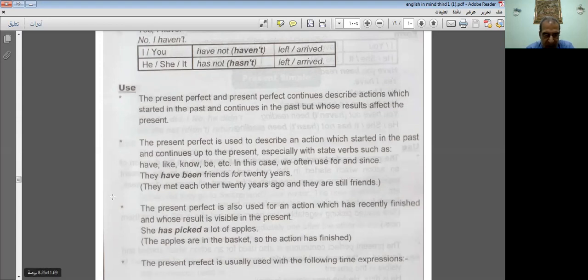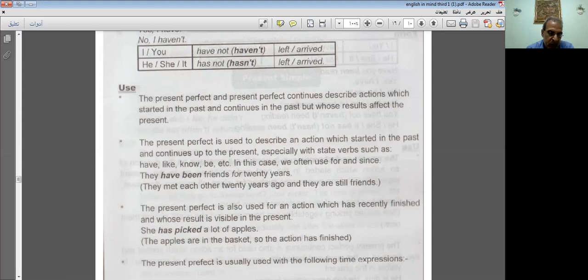As I told you before, the present perfect is also used for an action which has recently finished and whose result is visible in the present. Okay, she has baked a lot of apples. So the apples are in the basket, so the action has finished. Okay? The present perfect is usually used with the following time expressions.